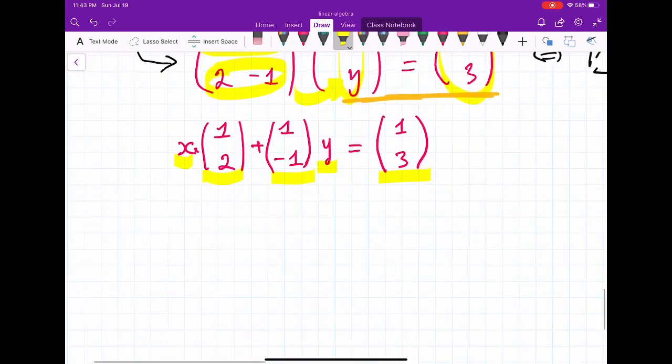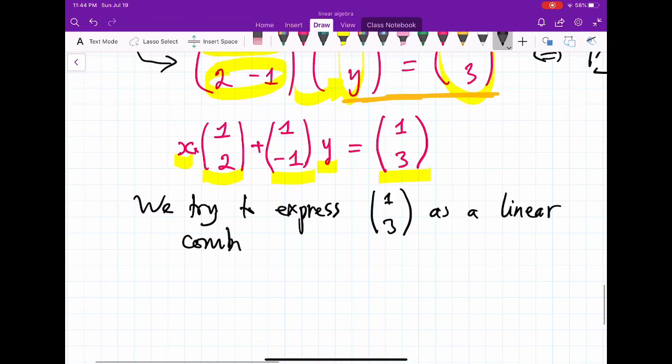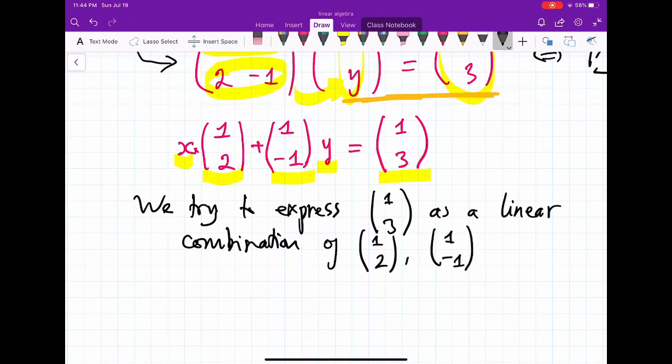So what does it mean? That means we try to express the vector (1, 3) as a linear combination of two vectors, (1, 2) and (1, -1). You see that? So x and y are coefficients in this case, right? If we can solve the system, that means we can find x and y. So it means we can express the vector (1, 3) as a linear combination of these two vectors.